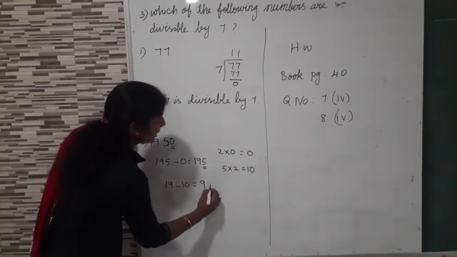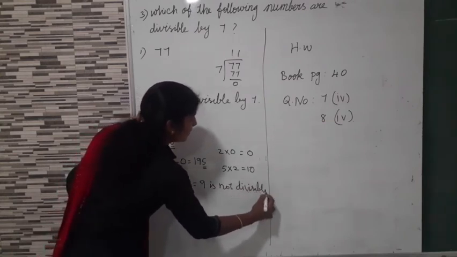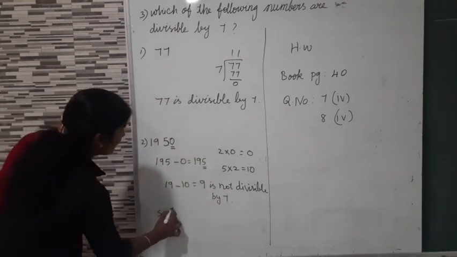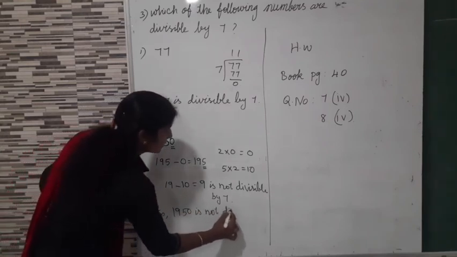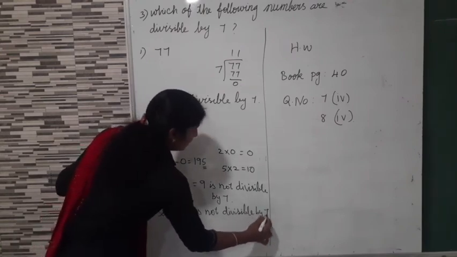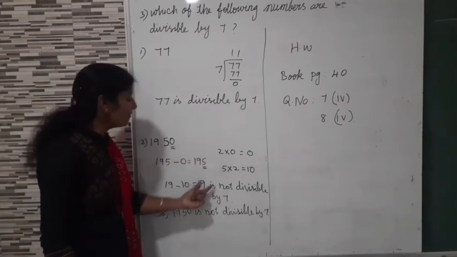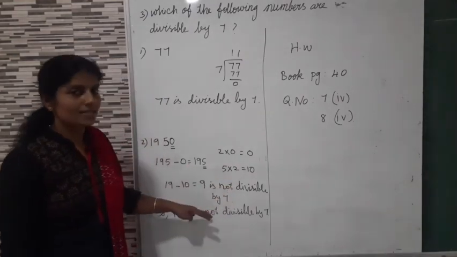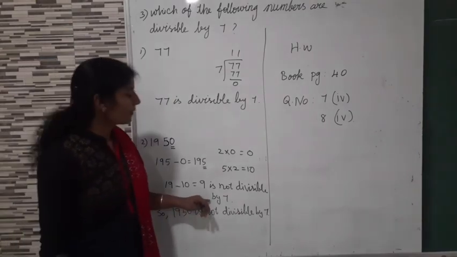No, this is not divisible by 7. So we can say 1950 is not divisible by 7. Okay. One time you double the last digit, and if again we get a big number, then one more time you can take the double of the last digit and subtract it. We will get one single number. Then you can find out easily.